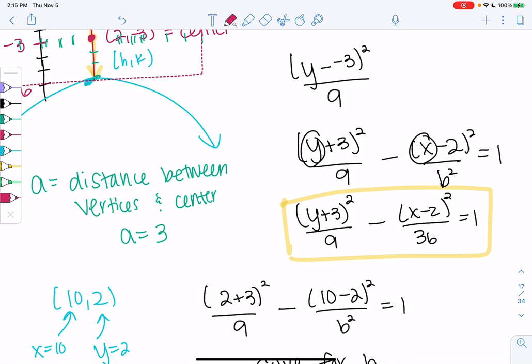So this section just takes practice. I highly recommend the aux box. Completing the square might need some practice. That's a really important skill. And these are really important graphs in Calculus 3. So let me know if you have any questions.